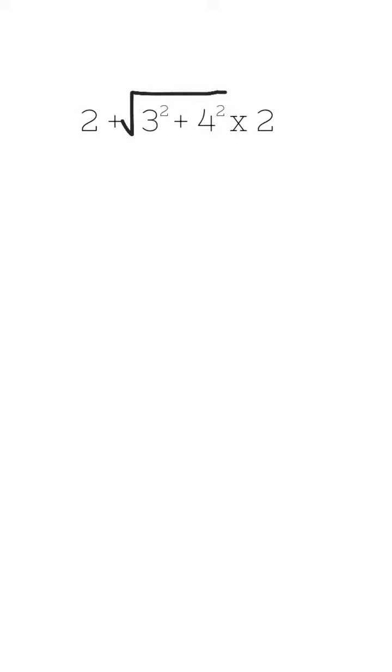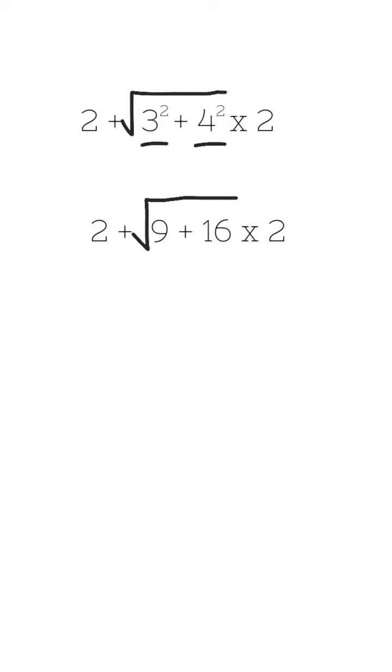For the last example, I have 2 plus the square root of 3 squared plus 4 squared times 2. Remember the radical symbol, I have to treat everything underneath it as if it was a grouping. So that means I'm going to work with 3 squared first and 4 squared. So 3 squared is 9 and 4 squared is 16.